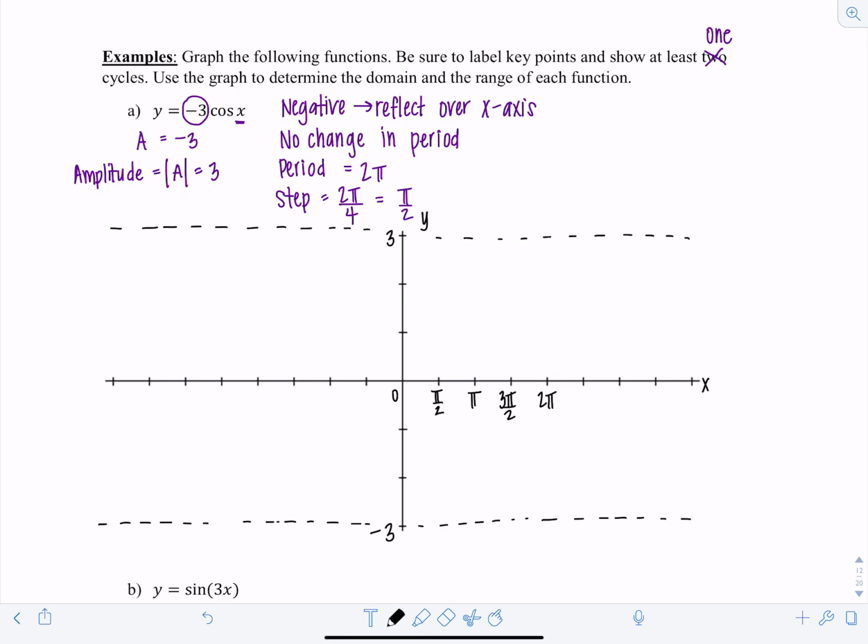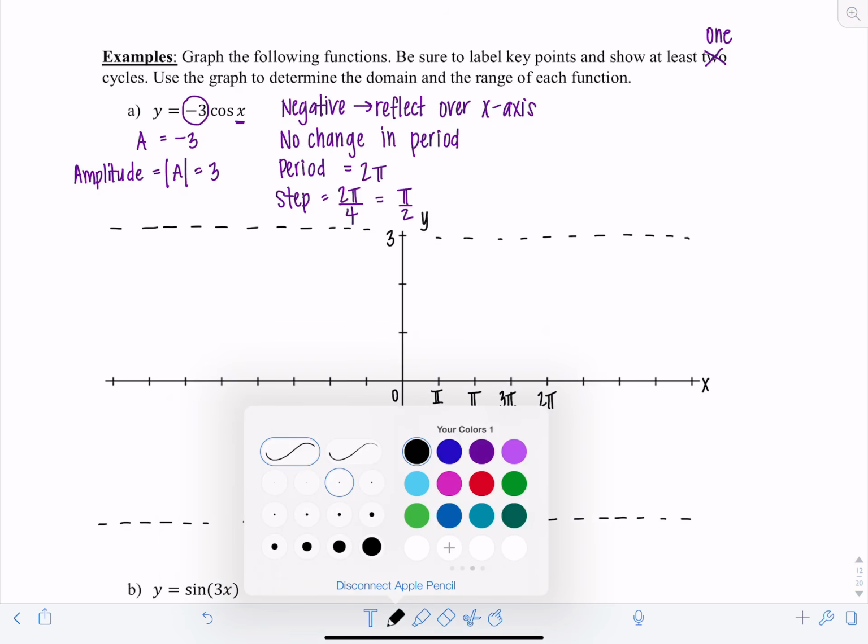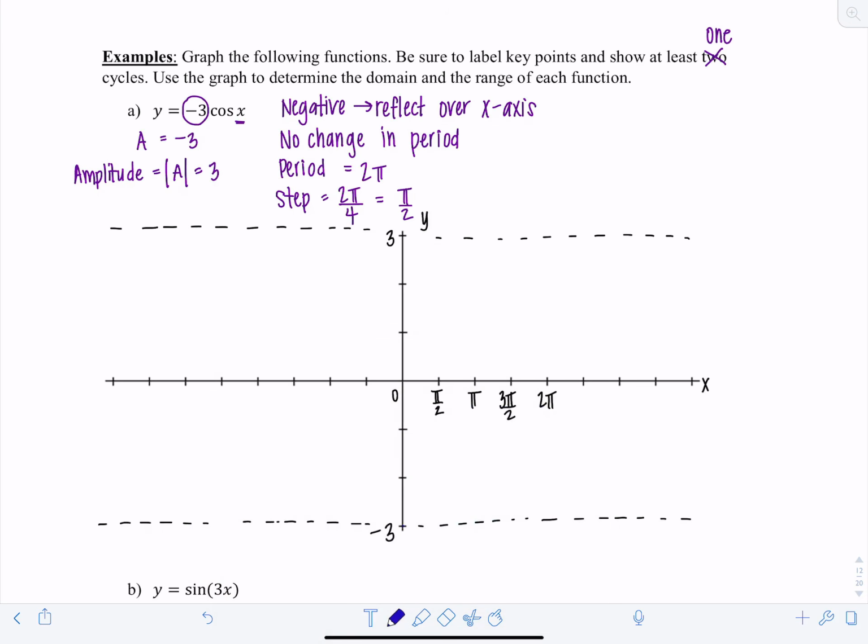Now, the graph is cosine. Remember, at 0, cosine normally starts up at the top of its amplitude at 1. But since we have a reflection over the x-axis, this graph is going to start at the bottom at -3. And then the pattern's always the same. So it goes from one extreme back to 0 to the other extreme back to 0. And then it completes one cycle once it goes back down to -3.